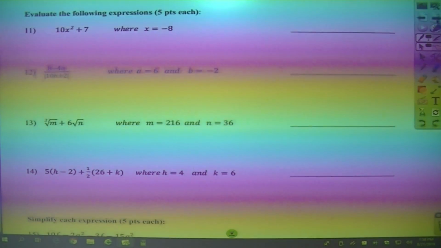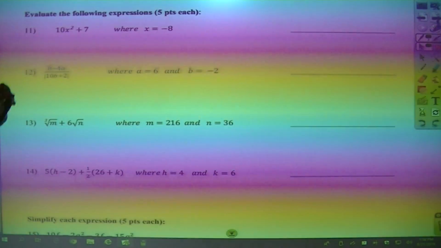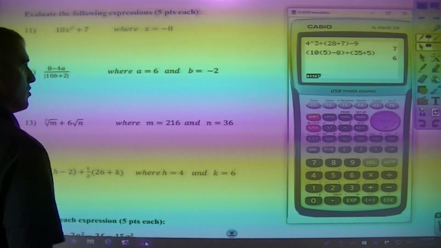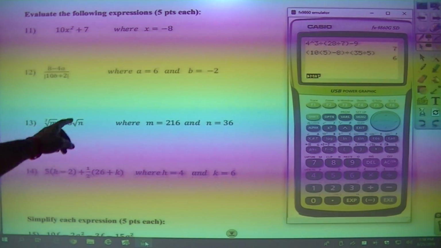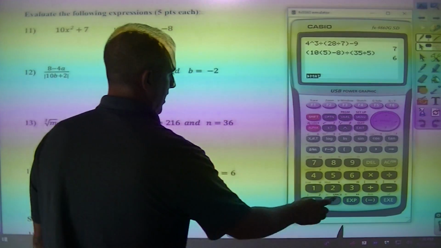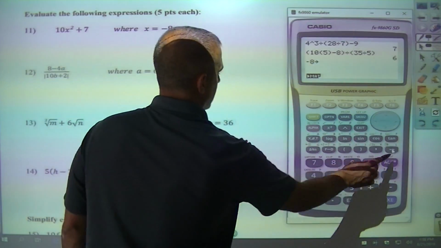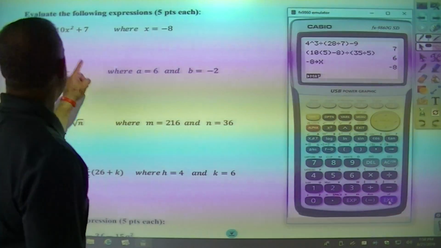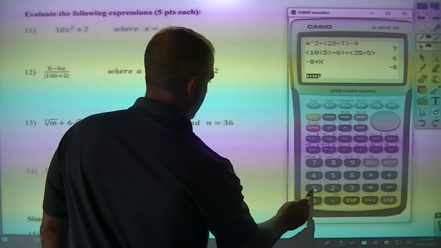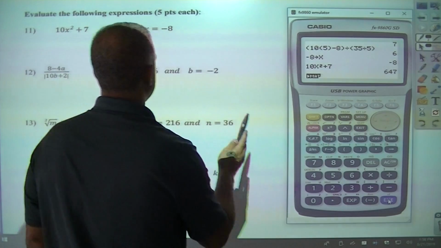All right, make sure you can still see that. Evaluate each expression. So what I want to do when I do the evaluation tool, I want to substitute this value for x. So -8 arrow for x. And then I just type this in just like I see it. 647.